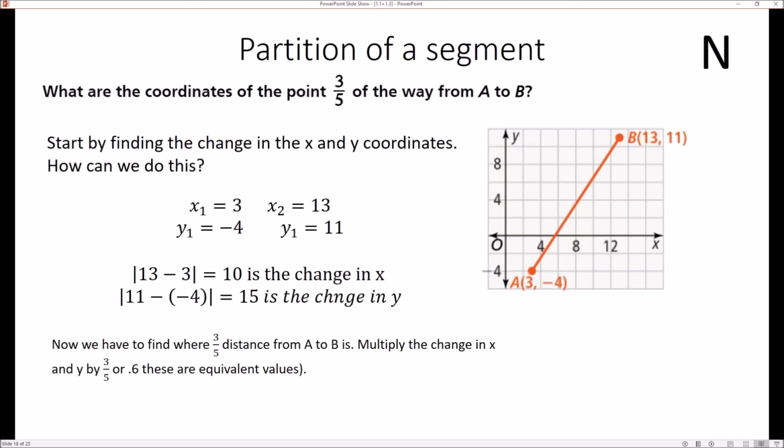Now this is the part that is one of two. It's either very easy because we can just get it right away, or we want to see it 1 or 2 times. So luckily it's on a video. Rewind it, ask questions in class, message me on Edsby if you have any questions about this. But it wants to know what are the coordinates of the point 3/5 of the way from A to B. So I know the change in x is 10 and the change in y is 15.